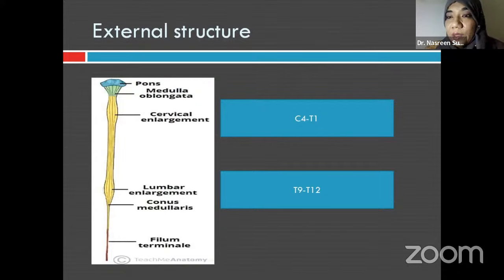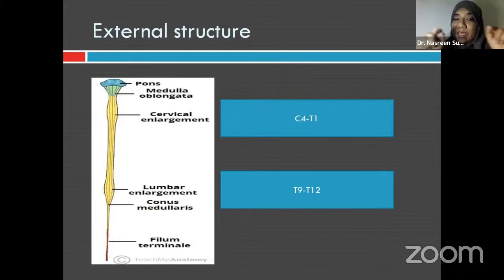Cervical enlargement will start from C4, that is your cervical vertebrae. C4 to T1. And lumbar enlargement will be from T9 to T12. And finally, this enlargement will end in conus medullaris. Conus medullaris means the spinal cord will end in the conus medullaris near your tailbone.